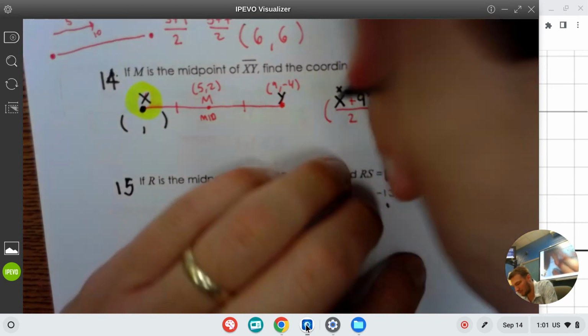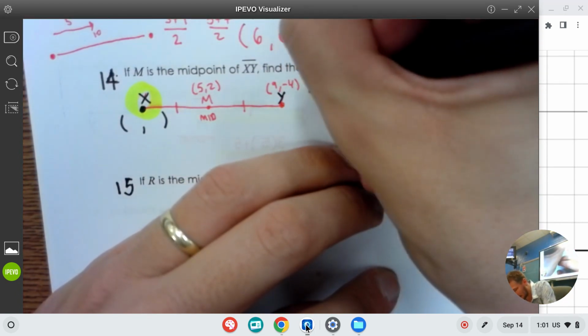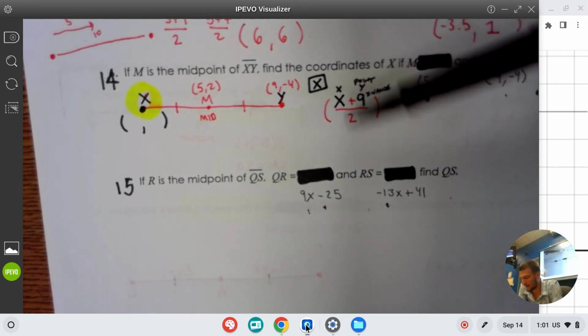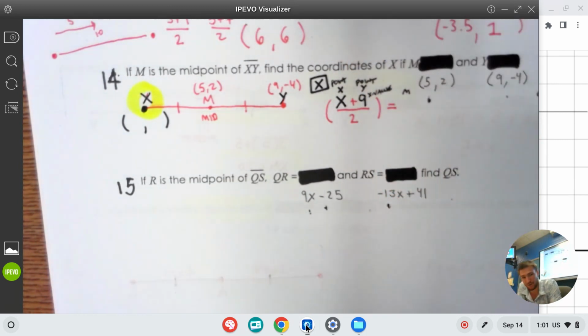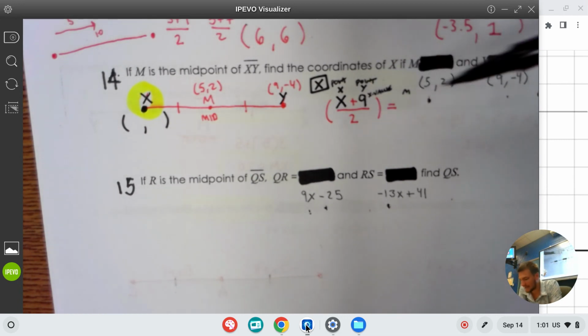If we're in the world of x's, I remember when I taught you guys this, I was doing a box like this, right? We're in the x world right now. So point x has an x value of, I don't know. Point y has an x value of 9.